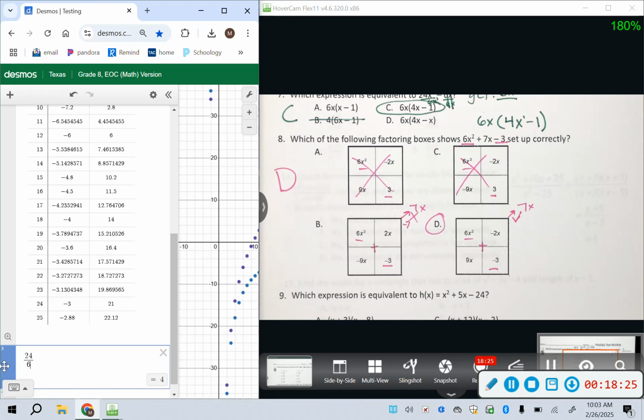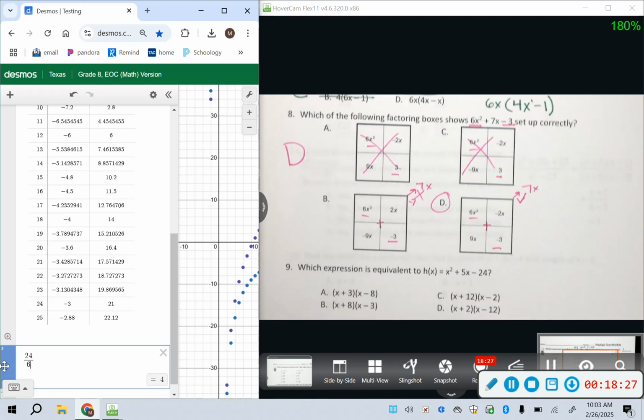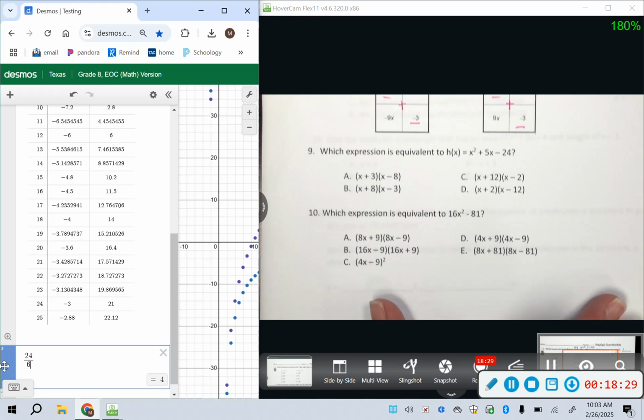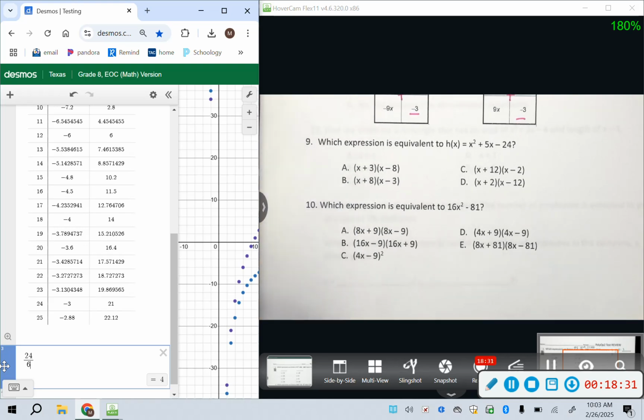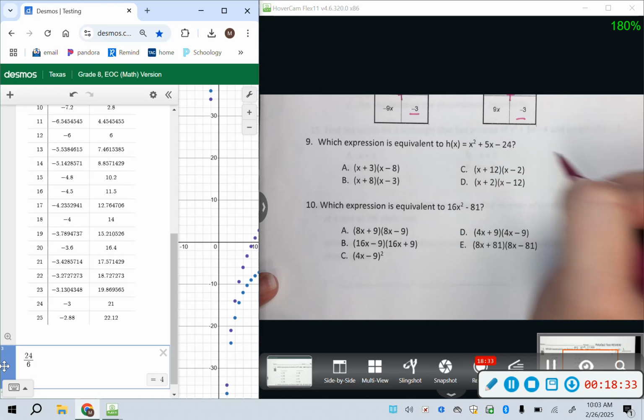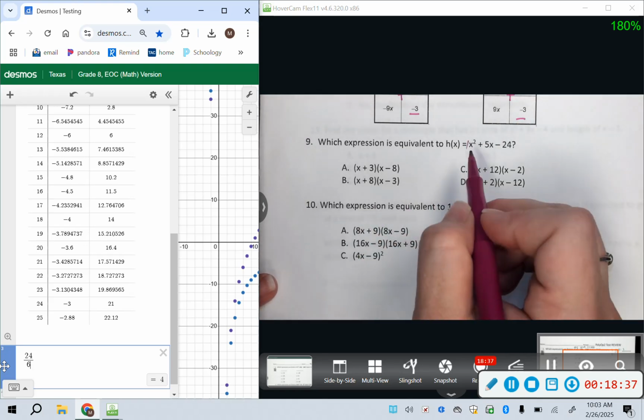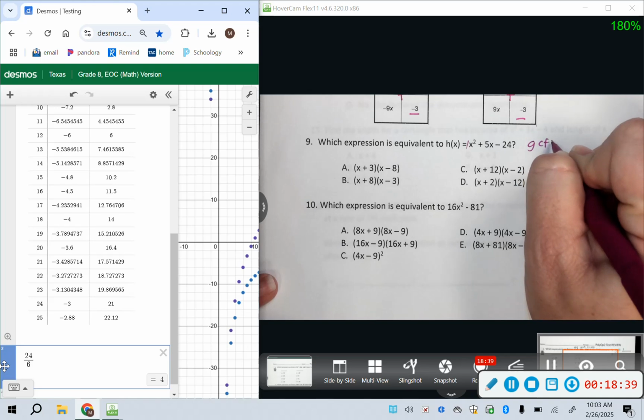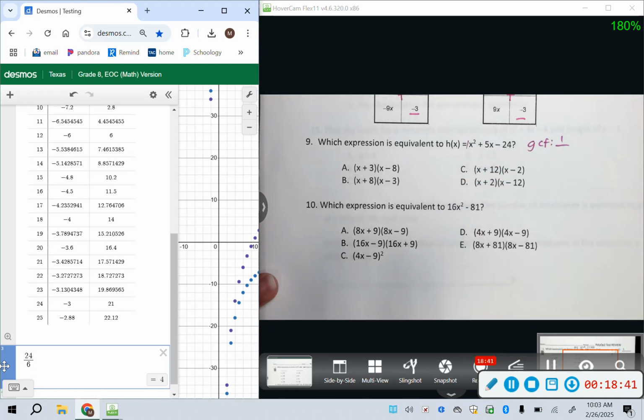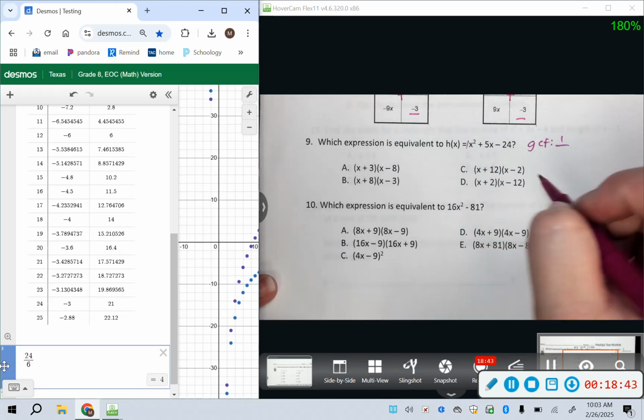Okay, let's look at number 9. It says which expression is equivalent to this. So this one we will have to factor. So here's my factor. I want you to realize A is 1. None of them have a GCF. So my GCF here is 1. They don't all have an x, so I can't take an x out. And I'm going to find my A, B, and C.